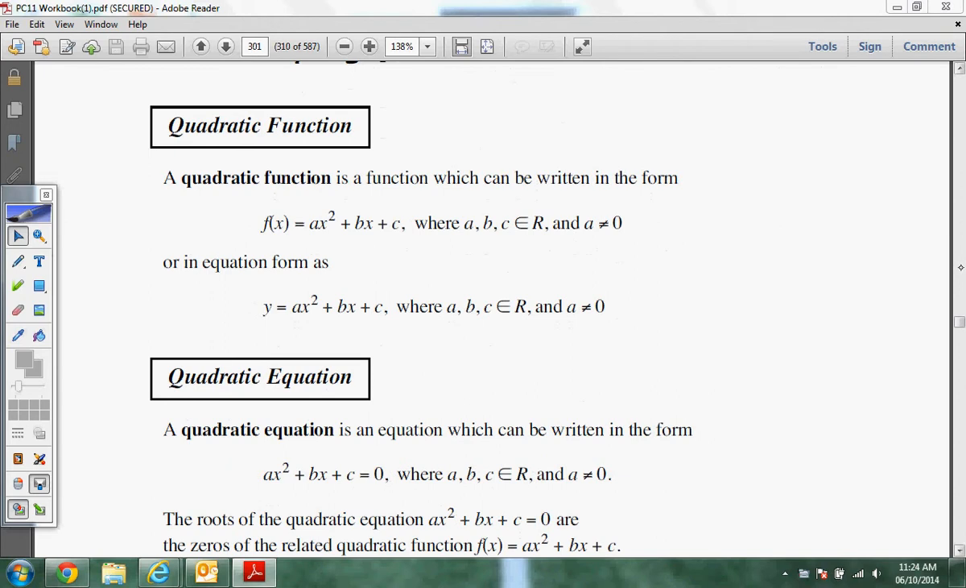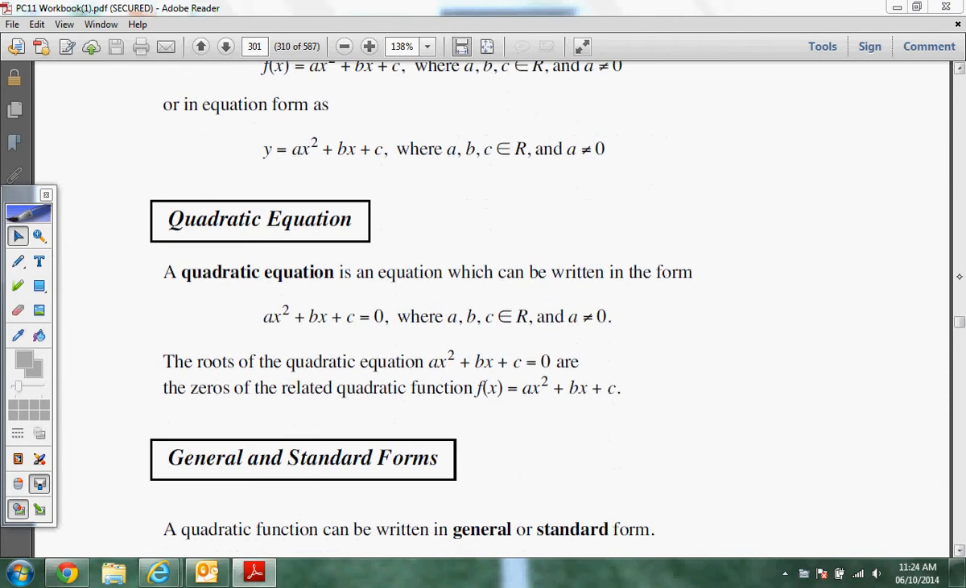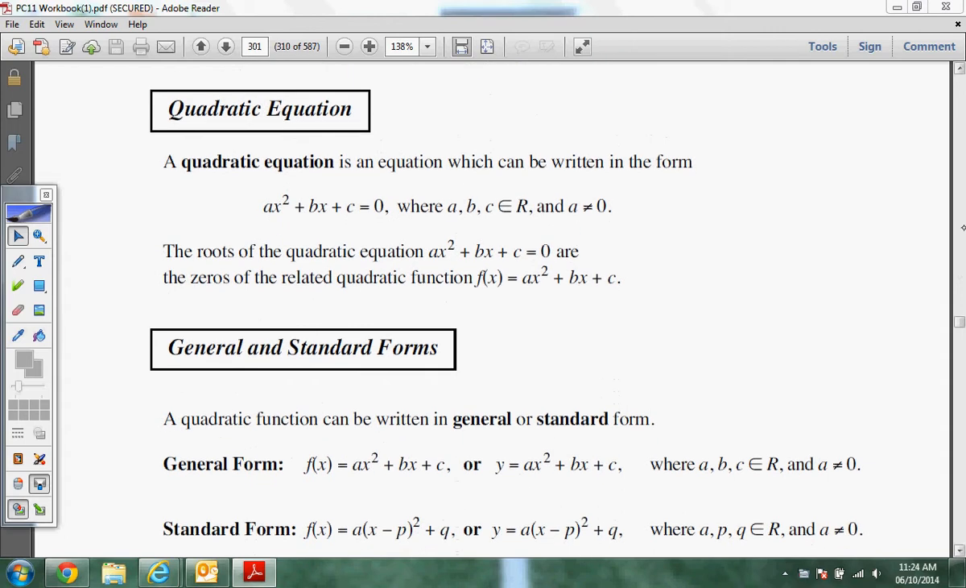A quadratic function is a function which can be written in the form of ax squared plus bx plus c, or in the form of y equals ax squared plus bx plus c. They're saying the difference is whether a isn't 1 or a is 1, so we've already seen those. That's our general form right there, ax squared plus bx plus c.